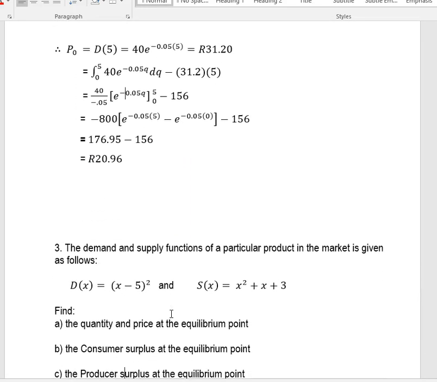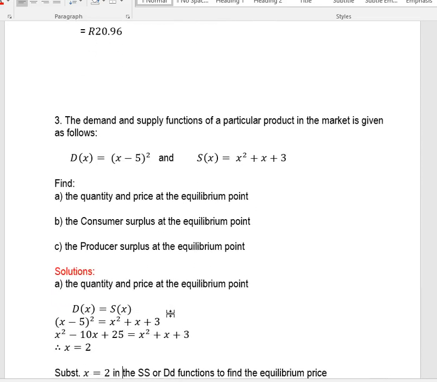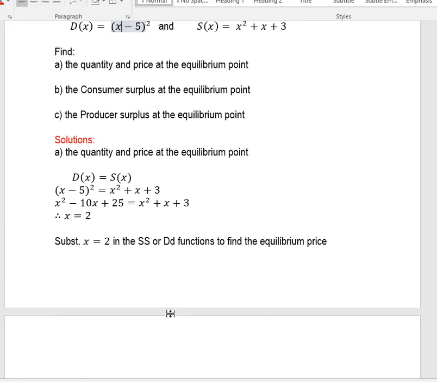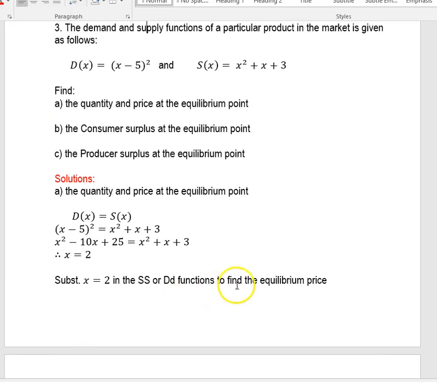Let's go to example 3. That's another way we normally set this question. If you look at this example, you will see here we have not been given the equilibrium price, neither have we been given the equilibrium quantity. We have only been given their functions. So to find the quantity and price at equilibrium, at equilibrium, quantity demanded is equal to quantity supplied. So I need to equate the two functions and solve for x.